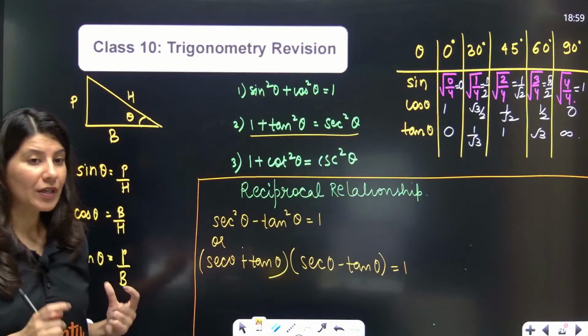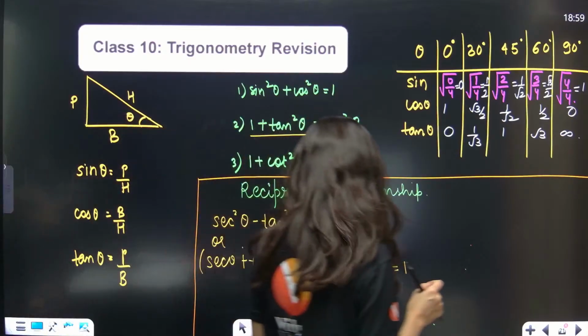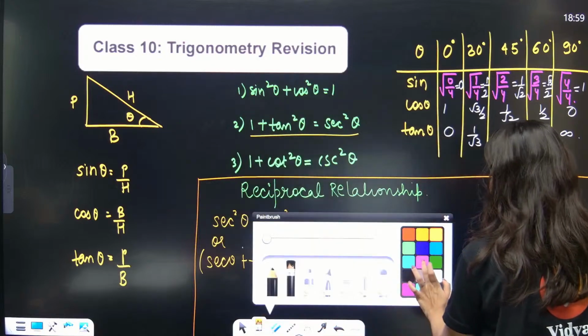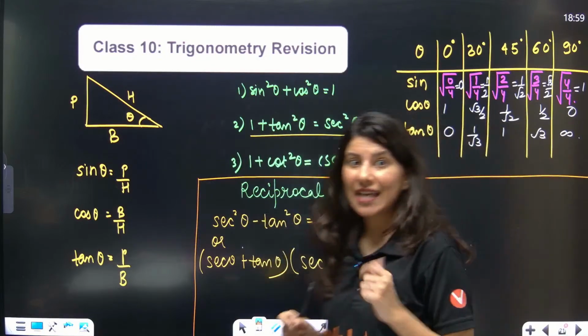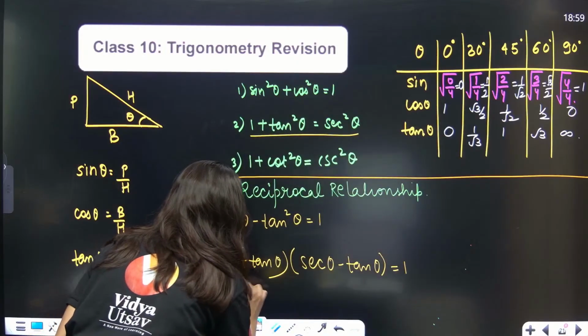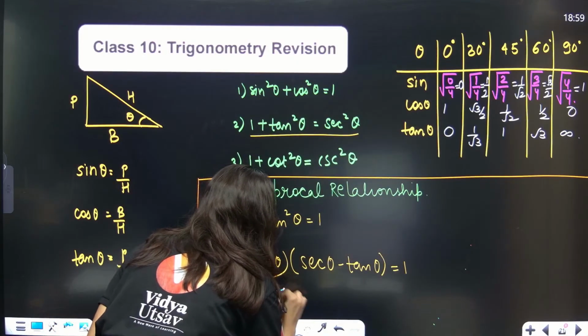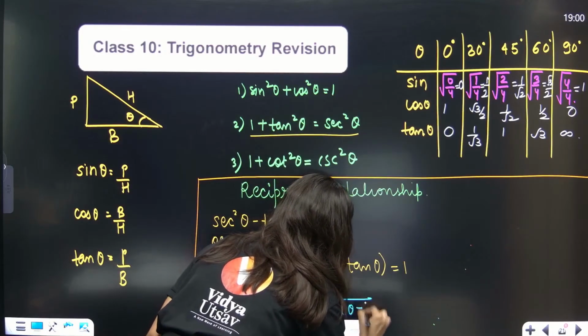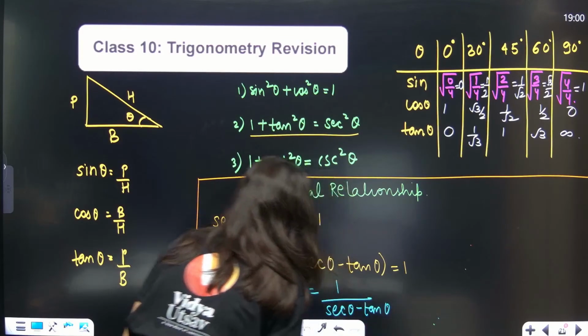Product of two quantities is equal to 1. That means both are reciprocal of each other. So at this moment, can I write sec theta plus tan theta is equal to 1 upon sec theta minus tan theta? Can I do that?